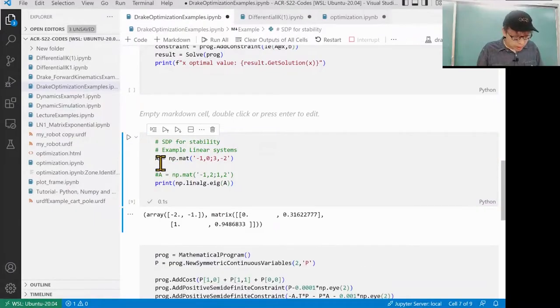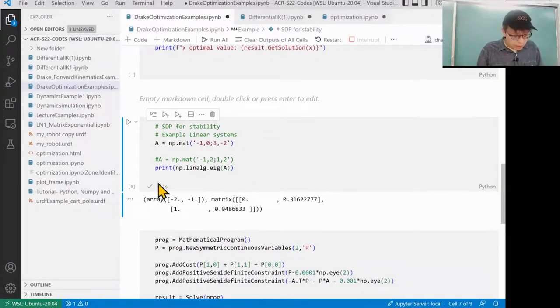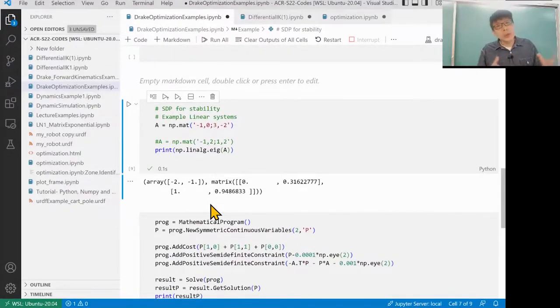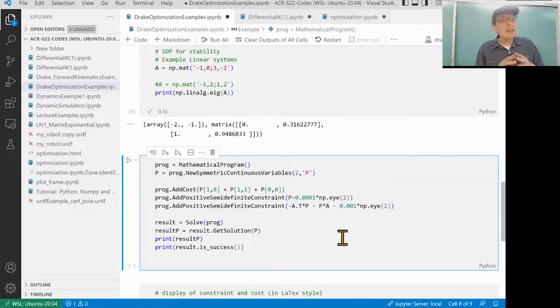So here is the example, that's P, A is this matrix, and the eigenvalues of A are negative 2 and negative 1. Yinghan, is that stable or not? Stable. Okay, it's stable. So according to our theory, we should be able to find at least one P, a quadratic Lyapunov function, right? There are many different ways we can do this. I can define a mathematical program. Now I need to declare a matrix decision variable and also impose a symmetric constraint. It's called a new symmetric continuous variable, P, of two dimensions. That means a 2x2 symmetric matrix.